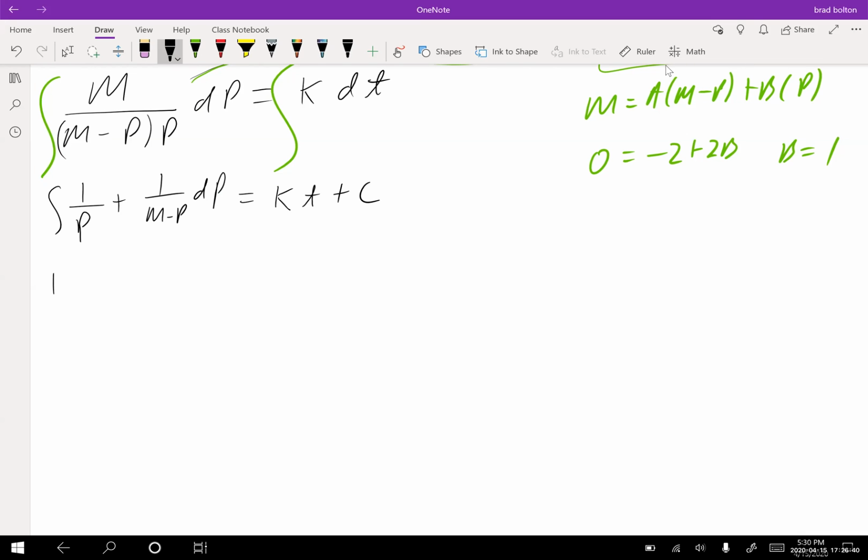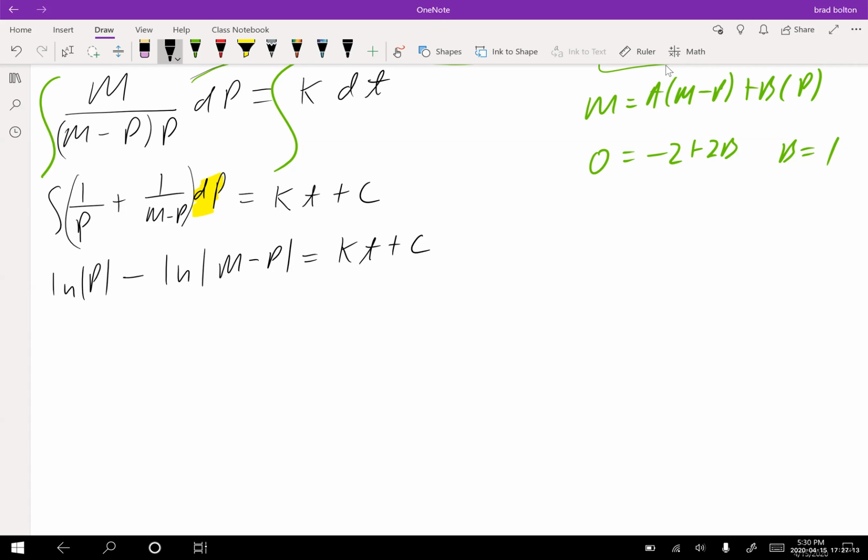So we know that this guy is the ln of the absolute value of P, and this guy is the ln of the absolute value of M minus P. Because in this problem, it's with respect to dP, M is kind of like a constant of like 5 or 7 or something like that. Okay, so KT plus C equals KT plus C. Okay, so now let's see where we're at.